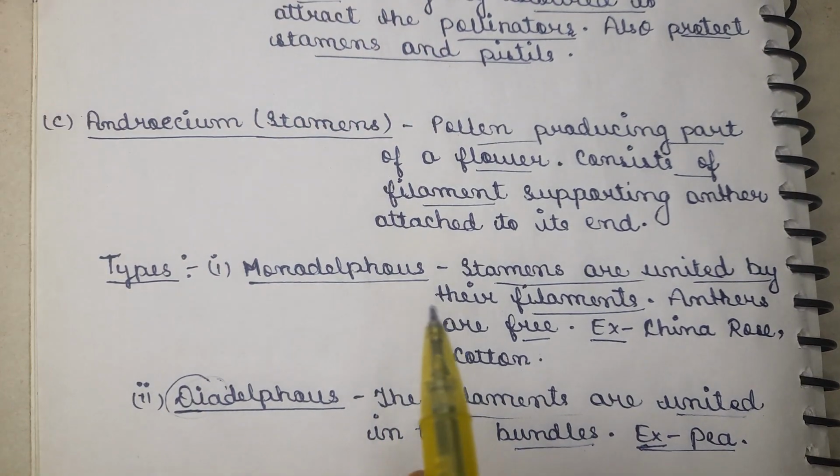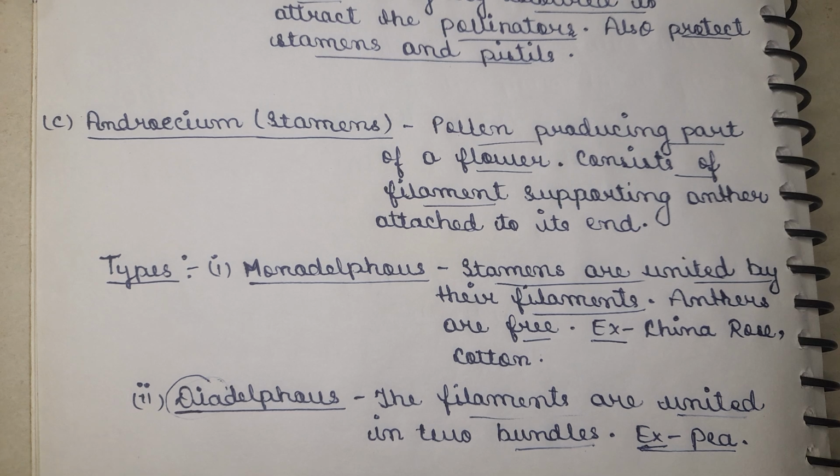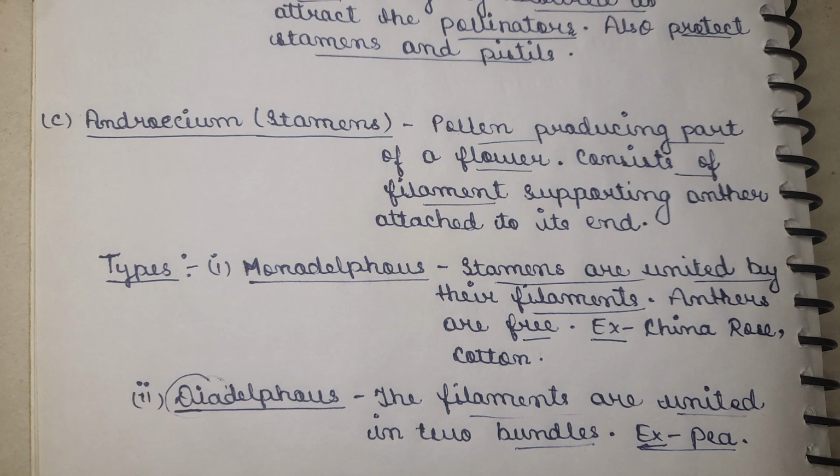This was about the first three parts of a flower, or the four whorls of a flower. In the next video we will understand the last whorl of a flower, that is the gynoecium.